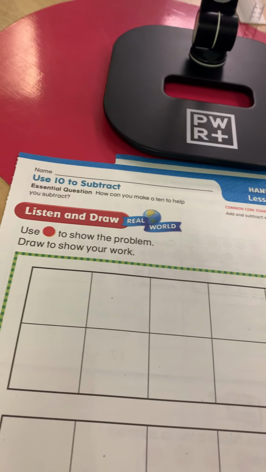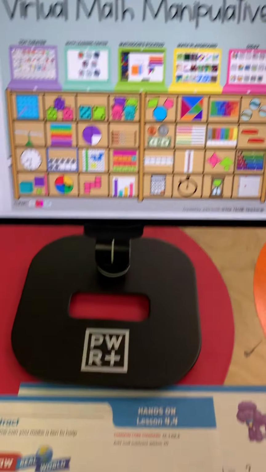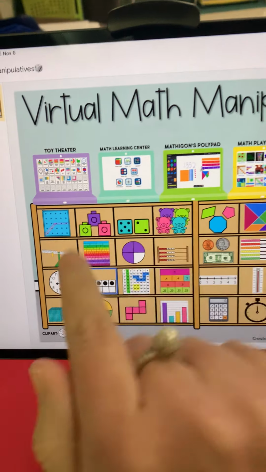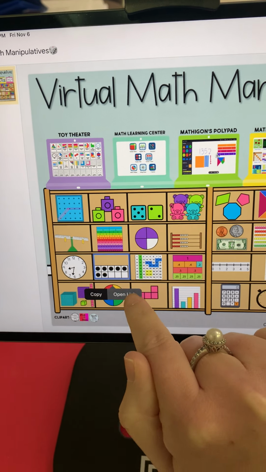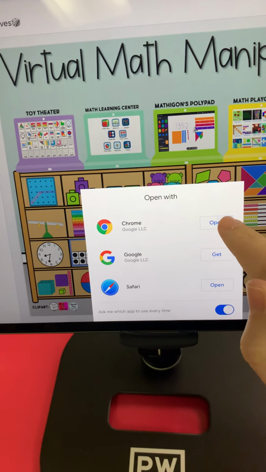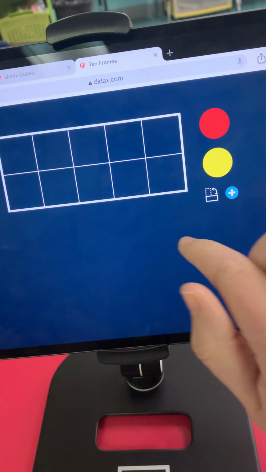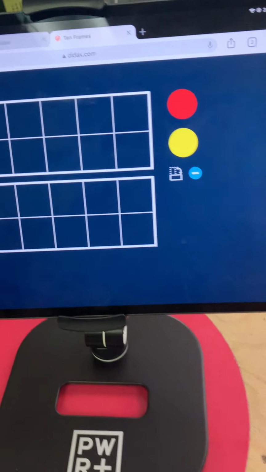Use 10 to subtract, lesson 4.4. So we're going to go into Canvas, into our math manipulatives, and we're going to use our 10 frame. Okay, so click on the 10 frame. And then you're going to have to add another one, so click on the plus, and it'll add you 2 10 frames. Okay.